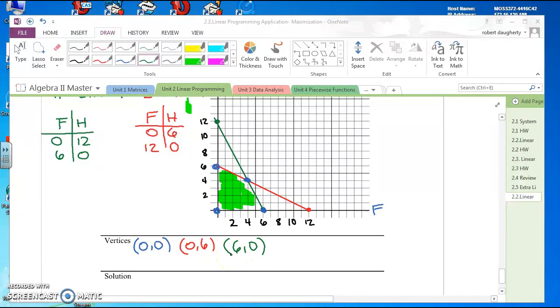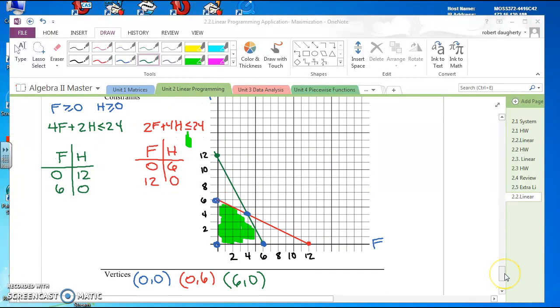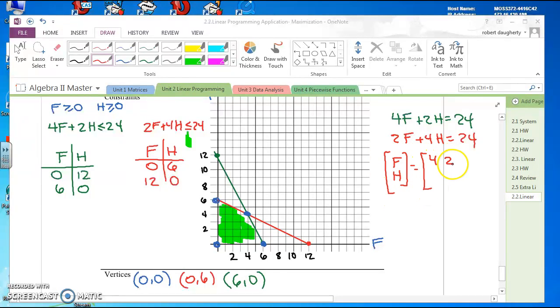And then I just need to find where the red line and the green line intersect. So remember, the green line is 4f plus 2h equal 24. The red line is 2f plus 4h equal 24. I can solve this for f and h. So I can solve it using matrices. That's going to be the inverse of 4, 2, 2, 4 times 24, 24.